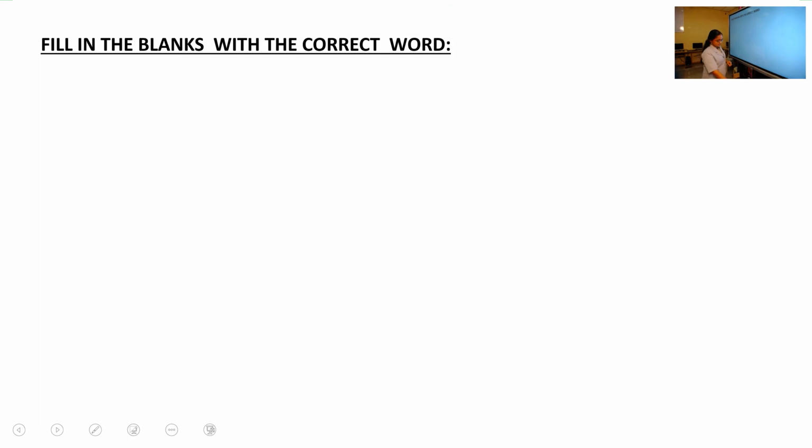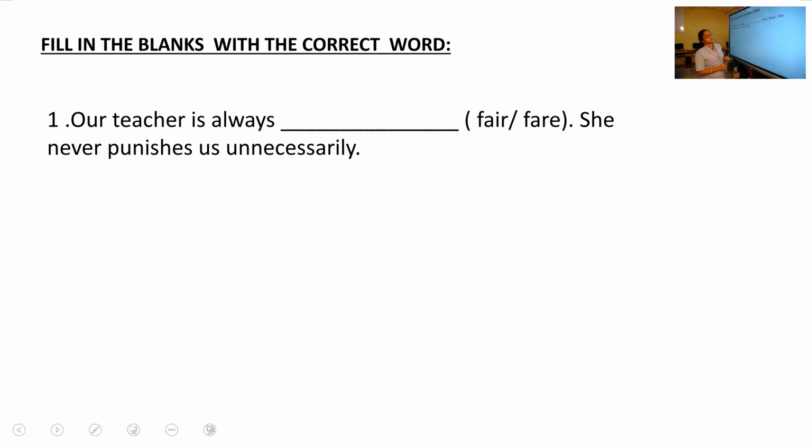Now, you have an exercise regarding this. That is, fill in the blanks with the correct word. Now look at your first question. Our teacher is always dash. She never punishes us unnecessarily. And you have in your bracket F-A-I-R and F-A-R-E. Two different spellings but pronounced in the same way. Now the meanings are different.